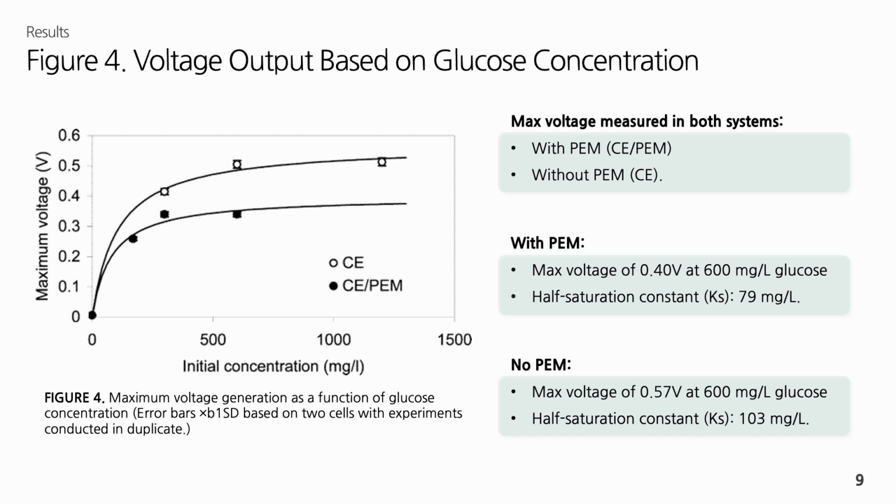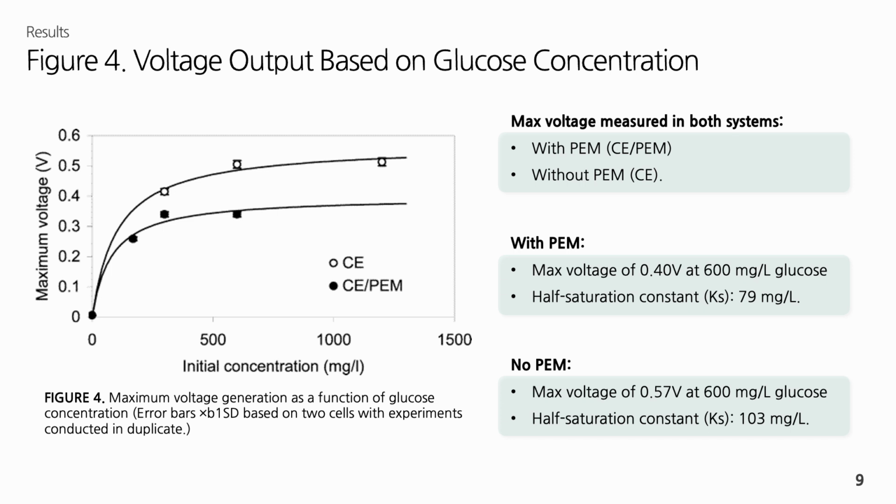The maximum voltage in the PEM-free MFC was 0.40 V, with a half saturation constant of 103, higher than that of the system with a PEM. Let's look at the impact of oxygen transfer on system performance.